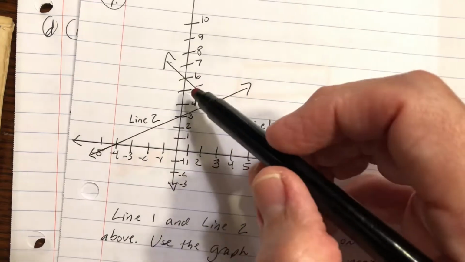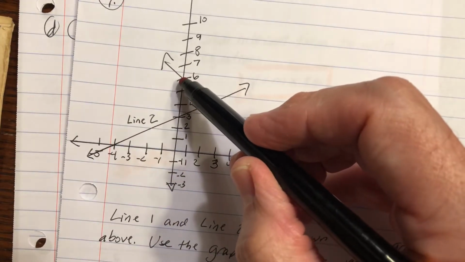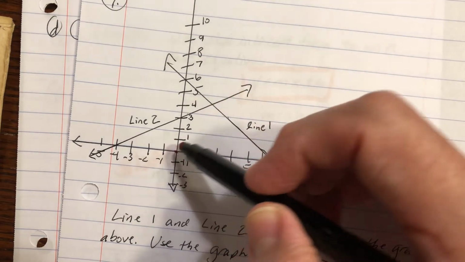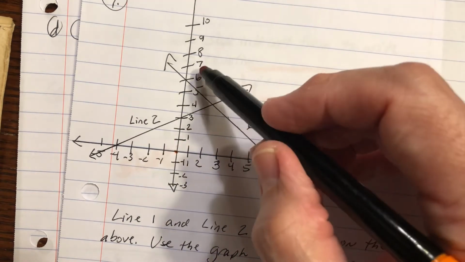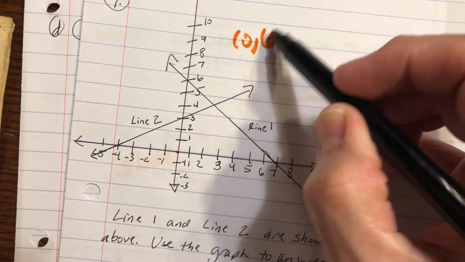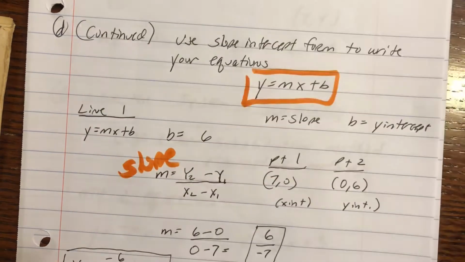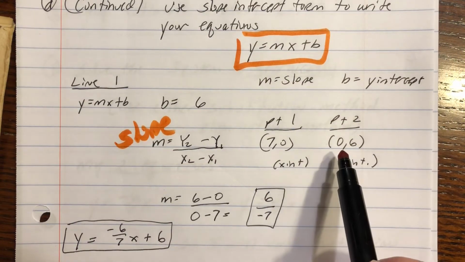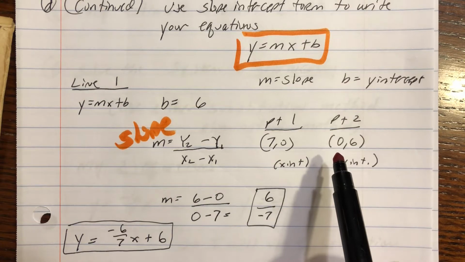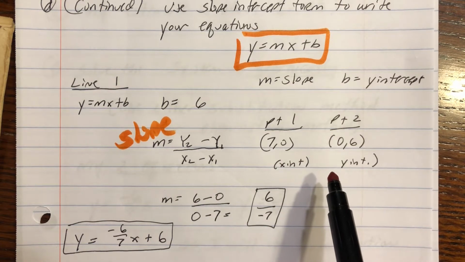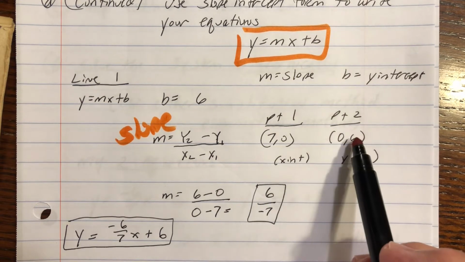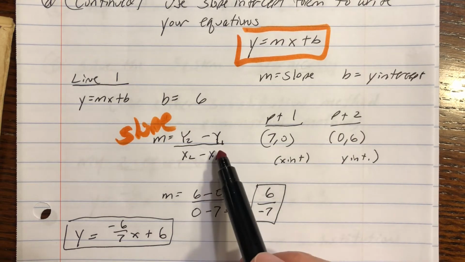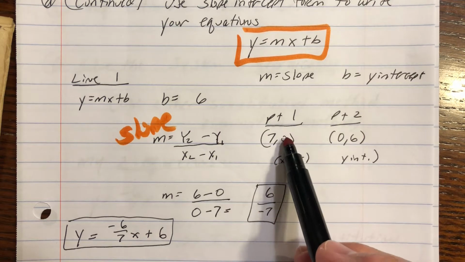On the graph, line 1 is crossing right there at 6. If I'm going to identify that as an ordered pair, I start at the origin, so my x-coordinate is 0. So that point as an ordered pair is (0, 6). That's really nice because now I've got two really easy points that I can use for my slope formula. For y sub 2, I go to point 2, the y value is 6, minus y sub 1, the y value is 0.